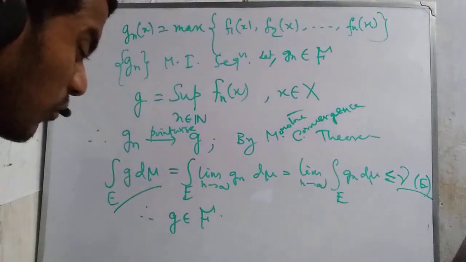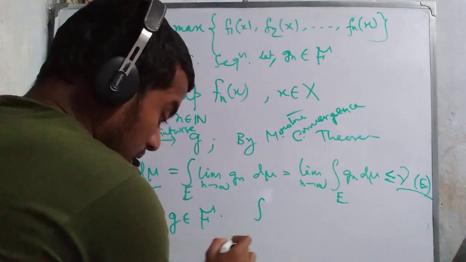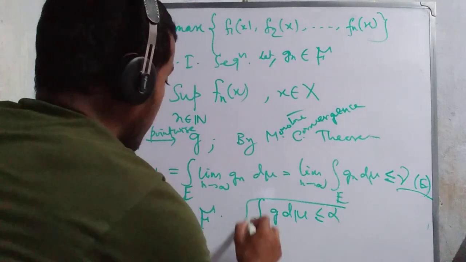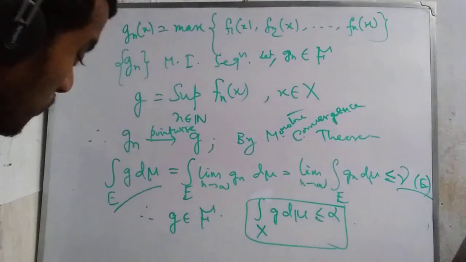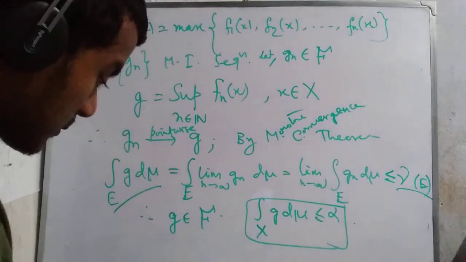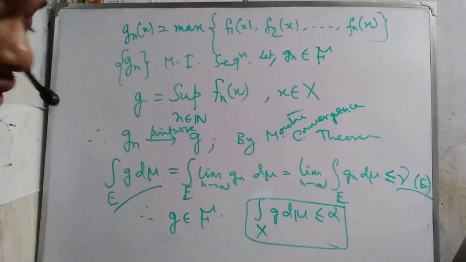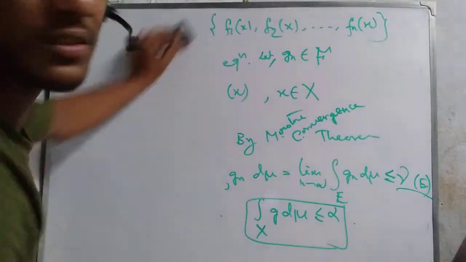Then what do we get? We get that the integral over X of g d mu is less than or equal to alpha, because we know that alpha is the supremum of these functions. Then we erase that portion and go on to further discussion.